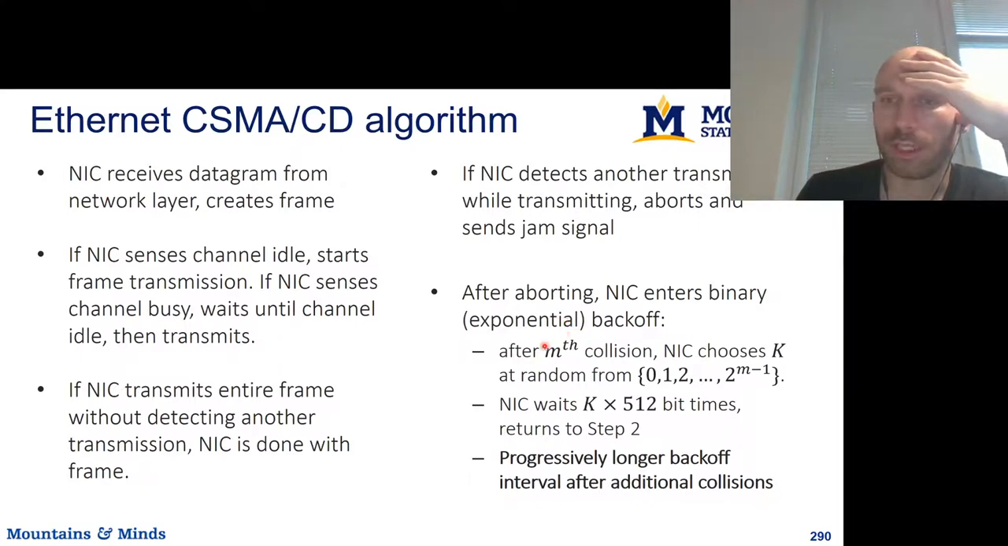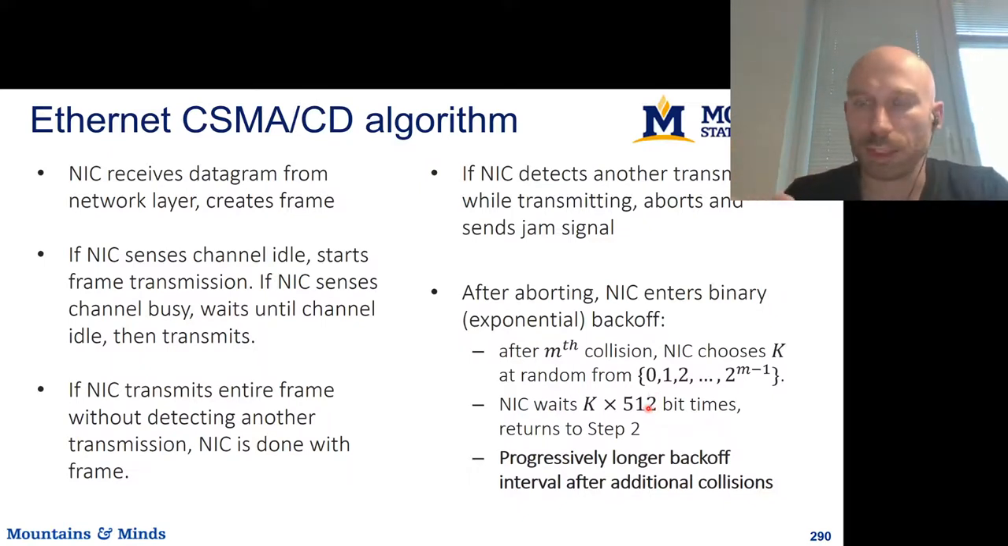So after the mth collision, the network interface card will choose a value k from this set. You can see that this set is a kind of exponential binary set that grows larger after a larger number of collisions. We will pick a random value from this, let's say 2, and then the network card will wait k times however long it takes to transmit 512 bits on that channel, according to the rate of the channel. So after a collision, say two nodes have been transmitting, they both collided, and they're both doing the backoff. They are going to pick some number from this, and hopefully not the same number. If they do pick the same number, they'll back off for the same amount of time, start transmitting again, and create a collision again.